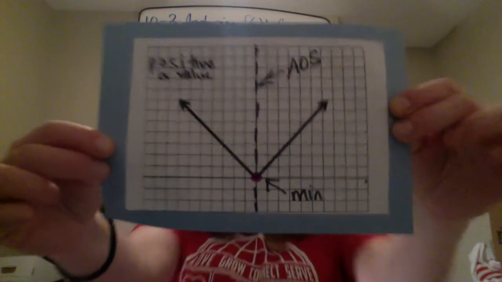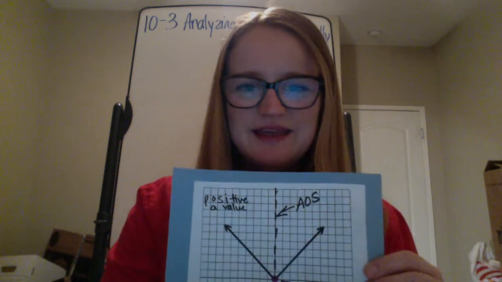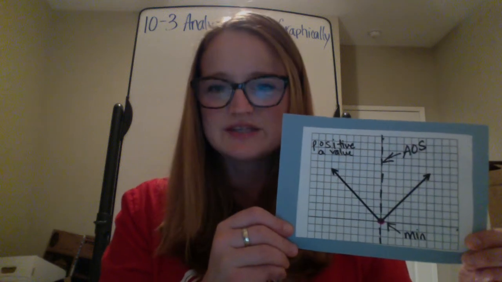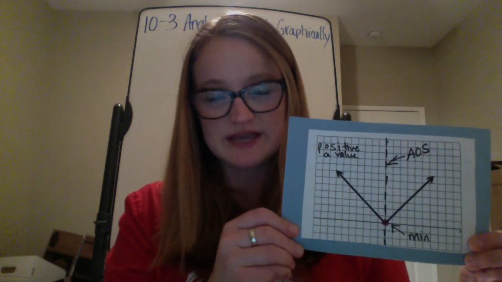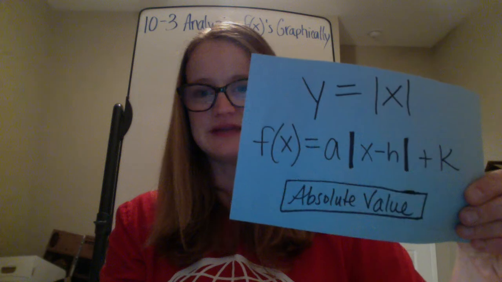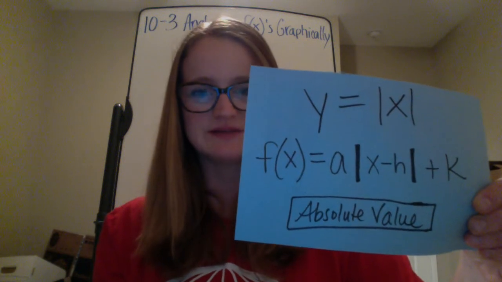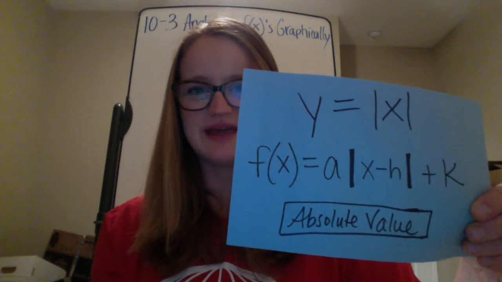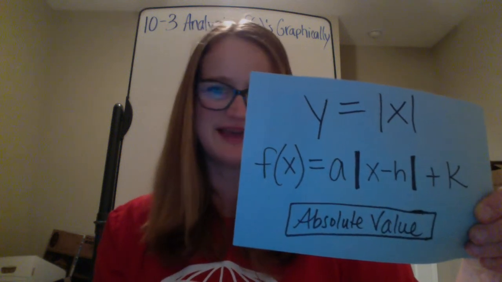Next. So, yep, this one is absolute value also. If you said that, good job. This one has a positive a value, so it's a regular upward V. So it has a minimum value for its vertex. It still has an axis of symmetry, though. It is symmetrical, and still has the same formulas. This time I didn't put the negative, so y equals absolute value of x, or f of x equals a times the absolute value of x minus h plus k.